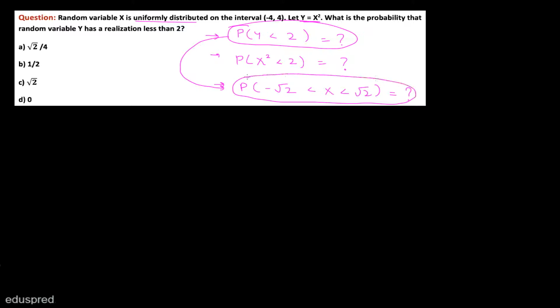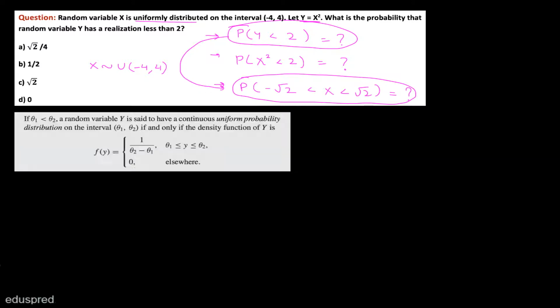We are given some information related to the random variable x, so now we are going to use that information to find this particular probability. We are given that x is uniformly distributed. This U means uniformly distributed on the interval -4, 4. To figure out this probability, we first need to figure out the probability density function of x, and for that we can use this definition. As per this definition, if θ1 is less than θ2, then a random variable y is said to have a continuous uniform probability distribution on this interval if and only if the density function of y is this.